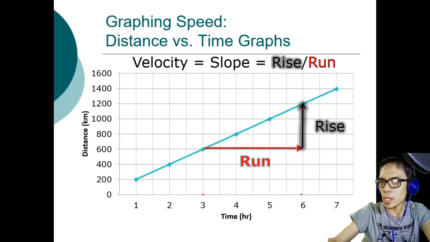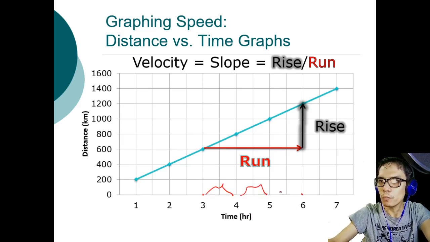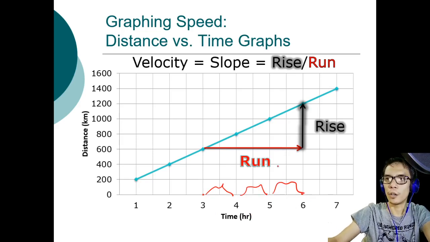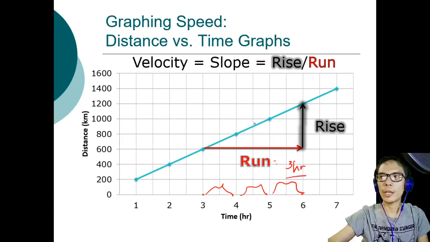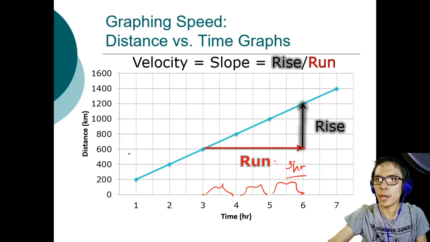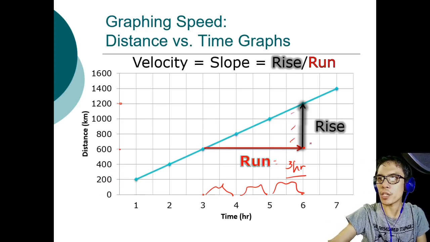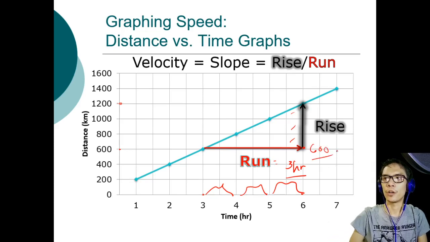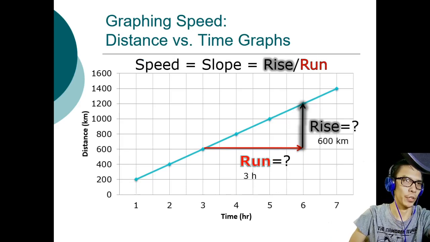Okay, so it will travel from 3 to 6. So how many hours is that? So we have 1, so we have 2, then we have 3. So the run will be 3 hours. Alright. Now, how about the rise? So the rise will be 600, because it starts here. Going there, if the interval is 2, we have 2, 4, 6, that will be 600. Alright, so 600. Okay, 3 hours and 600 kilometers.